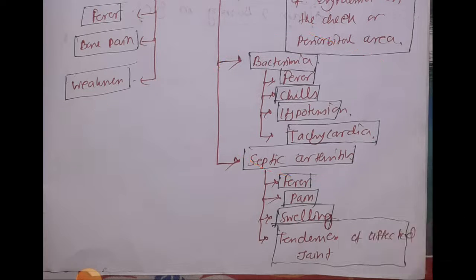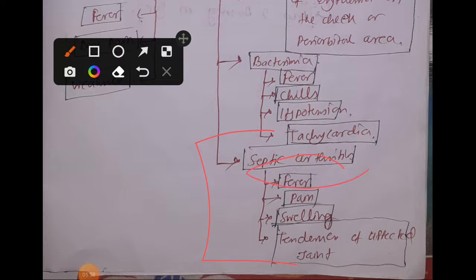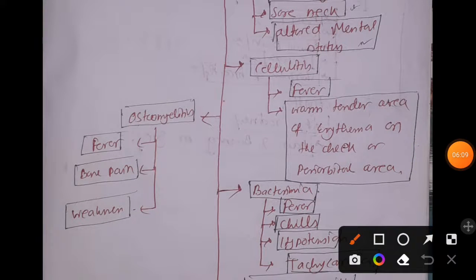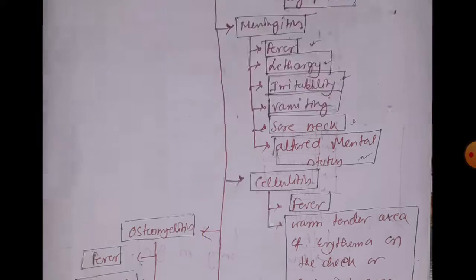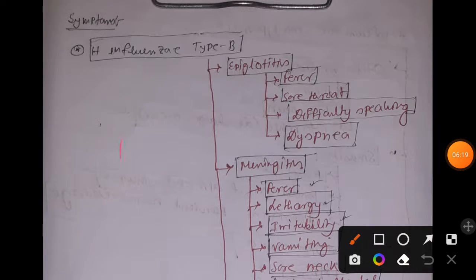tachycardia. Okay, now septic arthritis. Remember that it is a complication of the joint. You may observe fever, pain, swelling and tenderness in the affected joint. Now the last one, osteomyelitis. It includes fever, bone pain and weakness. Okay, so those are all the symptoms that you have to remember under Haemophilus influenzae type B.